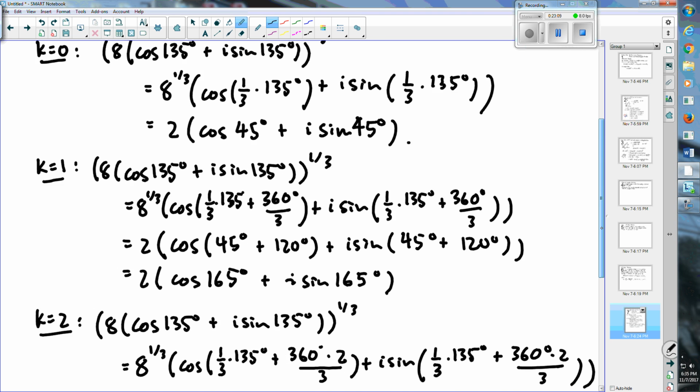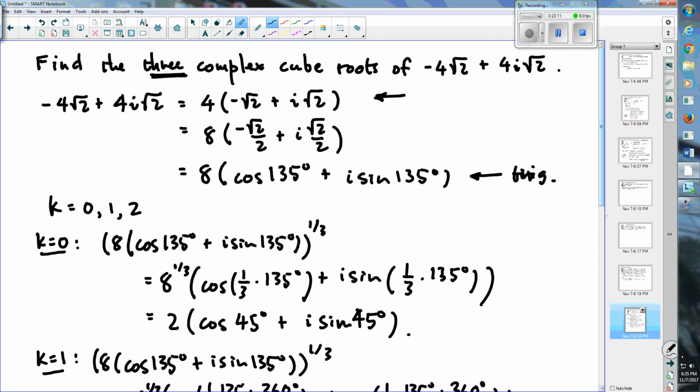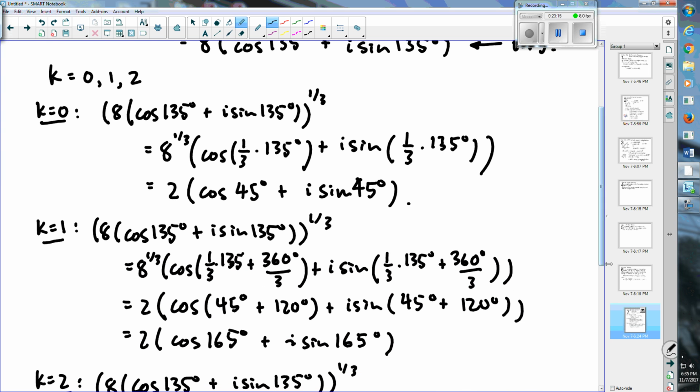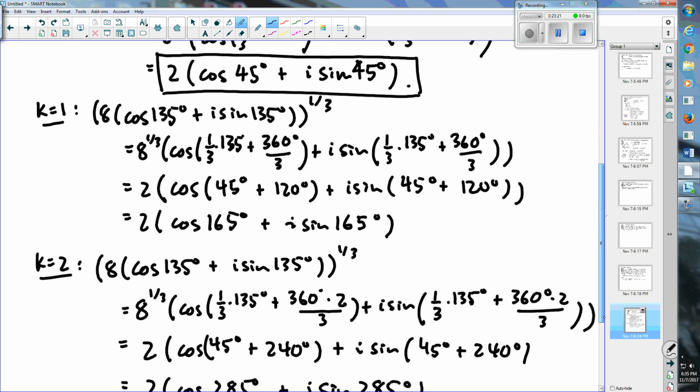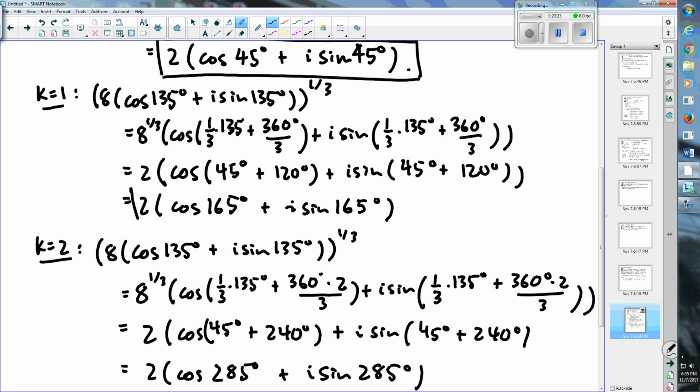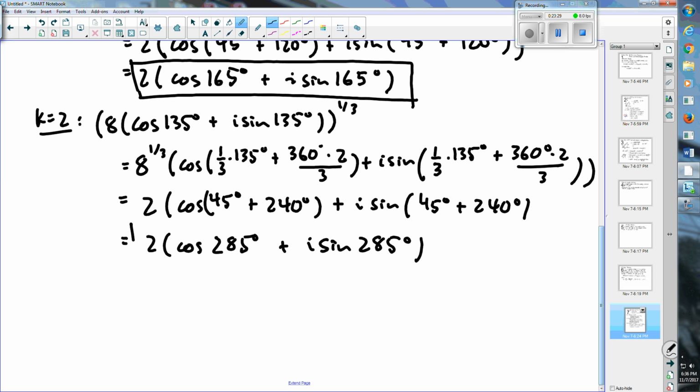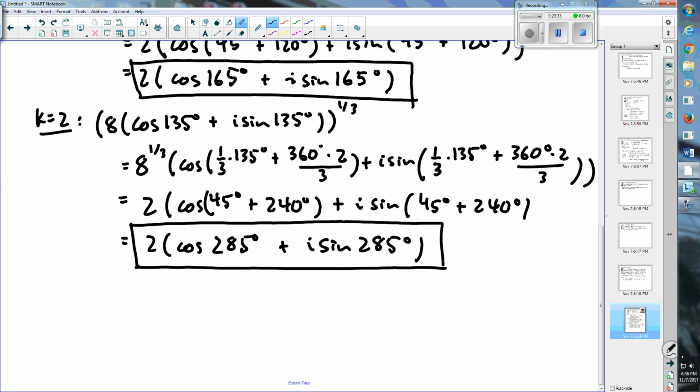So we were asked to find the 3 complex cube roots of that given number. All right, so here was one. When k is 1, here's another one. When k is equal to 2, we get this number right here.